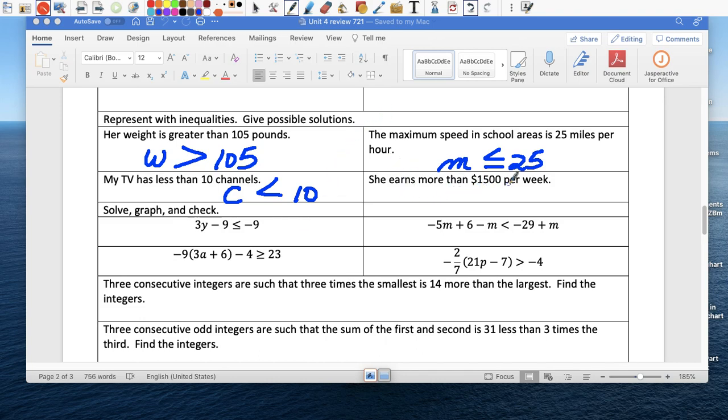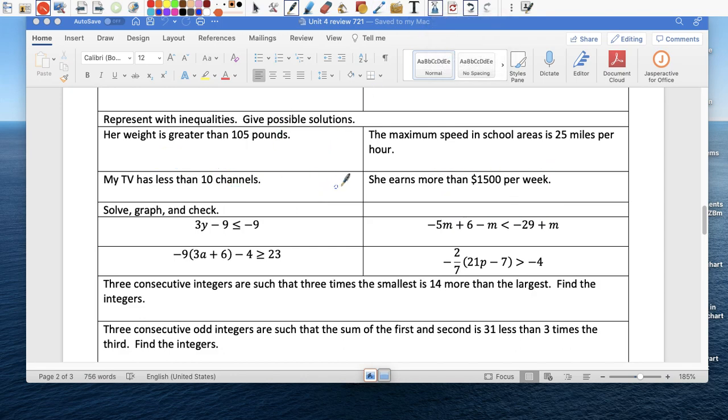She earns more than $1,500 per week. So E for earnings or W, whatever. So E, her earnings, 1,500. She earns more than 1,500, which means it's not equal to 1,500. It's any value above that.